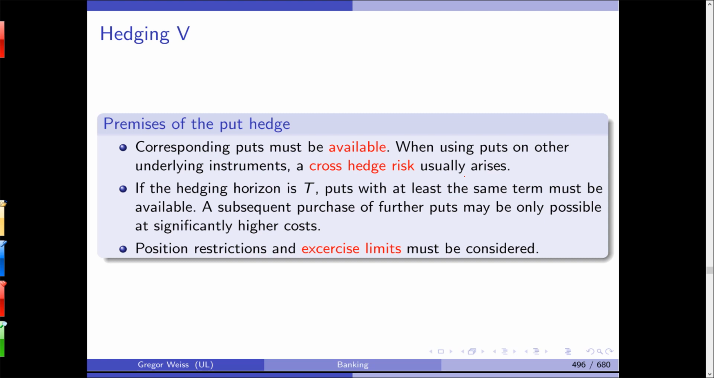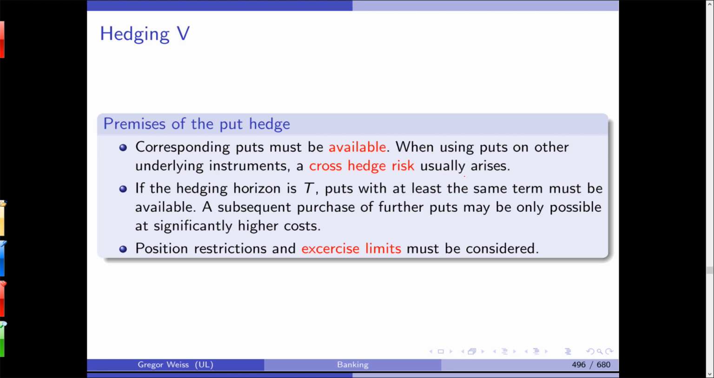Okay. What are the premises of the put hedge? What are the assumptions? The assumption is that if, for example, we have an investment in Tesla stock, there is an option written on Tesla stock. If we use an option that is written on a different stock, on a different underlying, we get what we call cross-hedge risk. We have an investment in Daimler, and we buy an option written on BMW. Same industry, different company, will not work as perfectly as we've discussed.